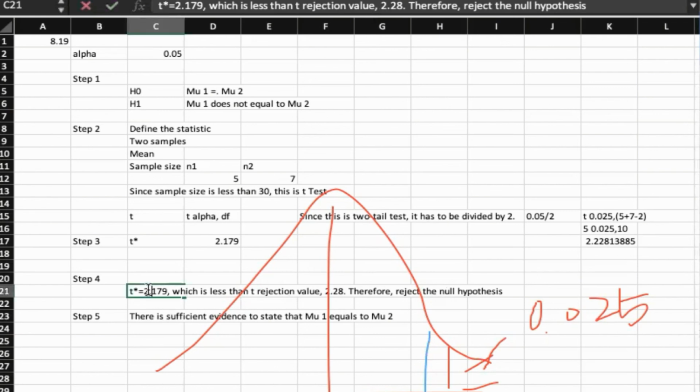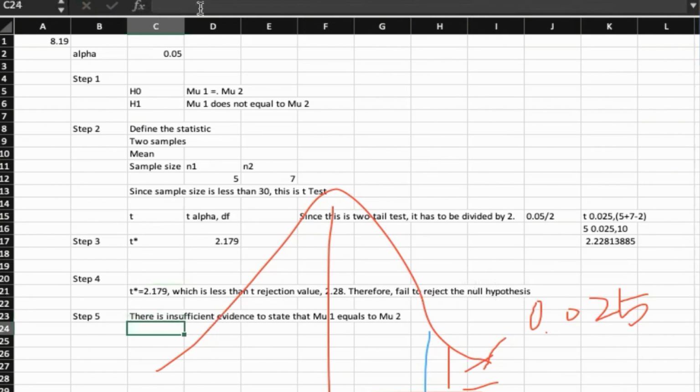So you go there again. Fail to reject the null hypothesis. Therefore, there's insufficient evidence to state that mu1 equals mu2. So the answer is fail to reject the null hypothesis. B is the answer.